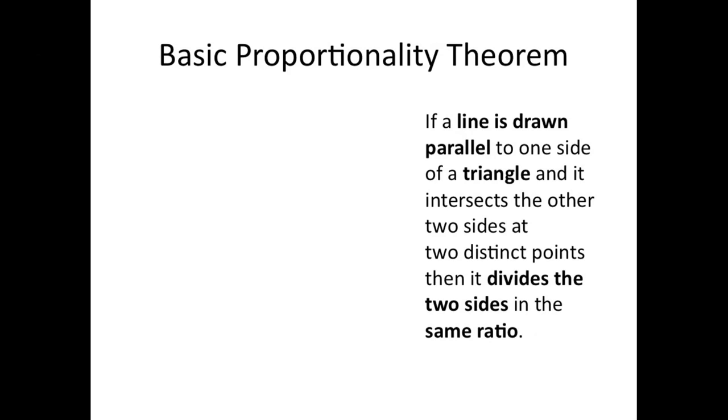The point is, you need to have a triangle, and there has to be a line parallel to one of the sides of the triangle. And if you have that situation, then the other two sides of the triangle will be divided at the same ratio.